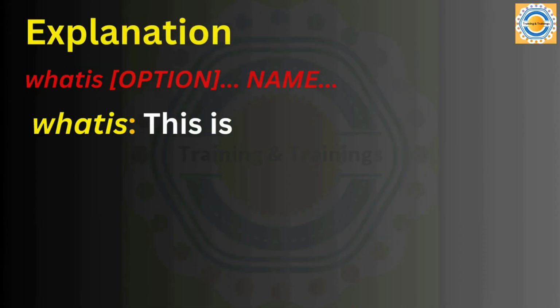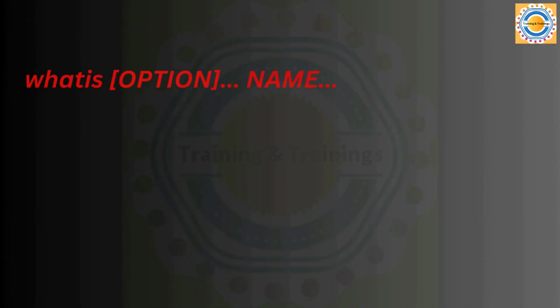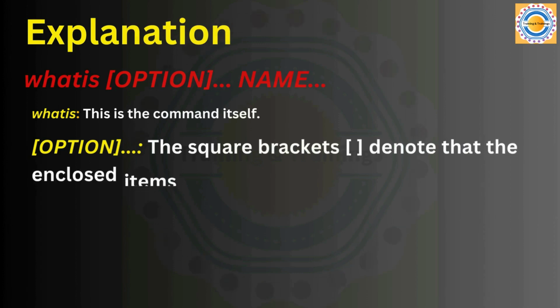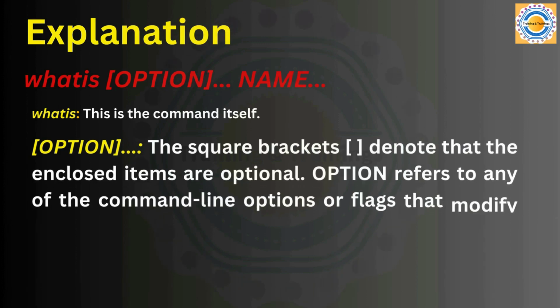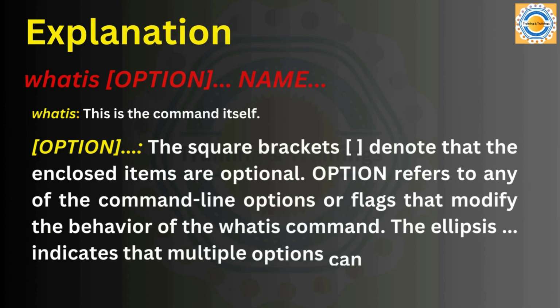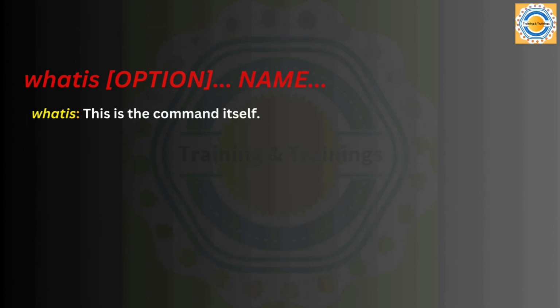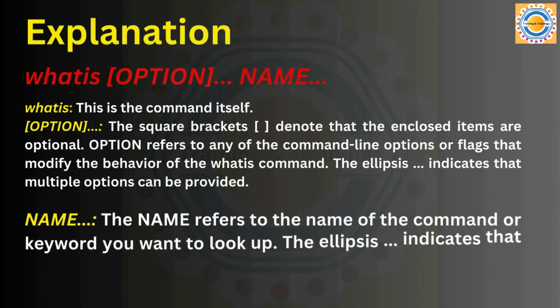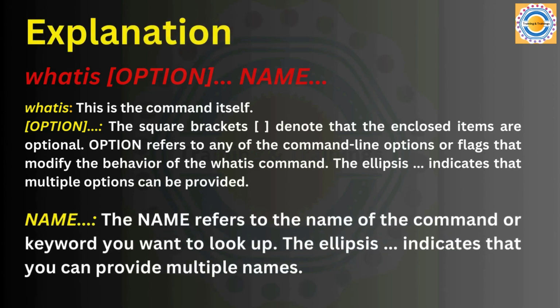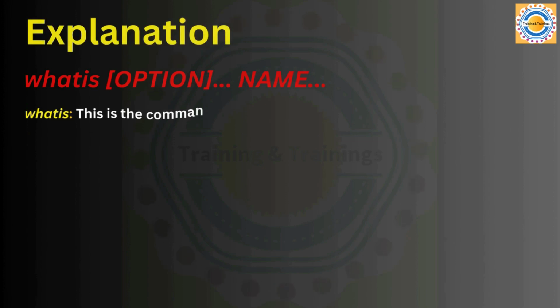whatis, this is the command itself. [option]... The square brackets denote that the enclosed items are optional. Option refers to any of the command line options or flags that modify the behavior of the whatis command. The ellipsis indicates that multiple options can be provided. name... The name refers to the name of the command or keyword you want to look up. The ellipsis indicates that you can provide multiple names.